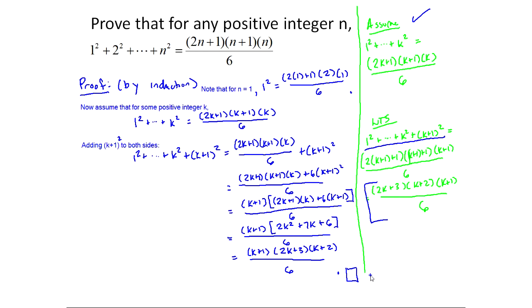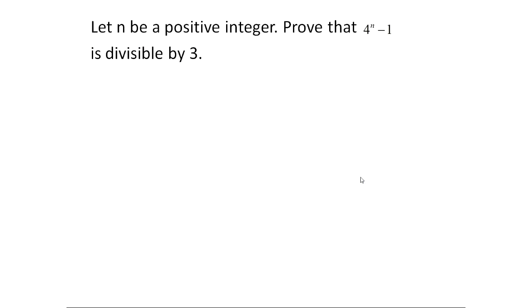So you can see the first two are similar. This one, the algebra gets messy if you don't see the quote-unquote trick of factoring out the k plus 1. So I want to show you a problem where it's not as much messing with rational expressions, not messing with algebra so much as, well, it is a little bit, but it's just a little bit different. So let's take a look at one last example. So this one says, n is a positive integer, prove that 4^n minus 1 is divisible by 3.